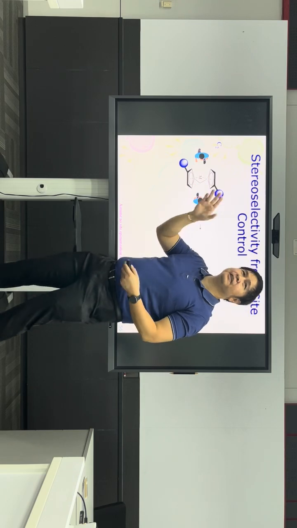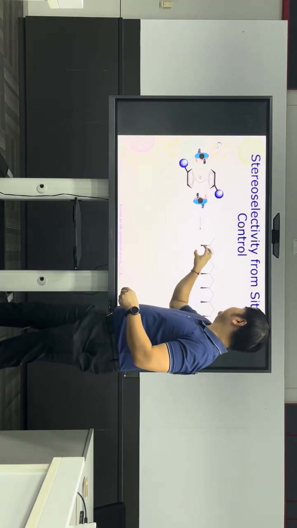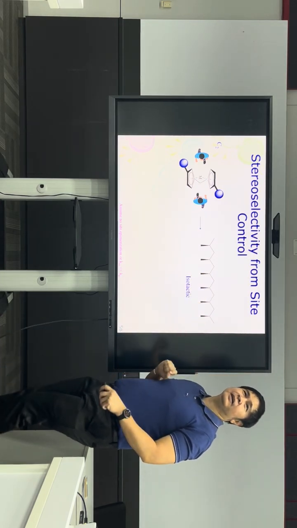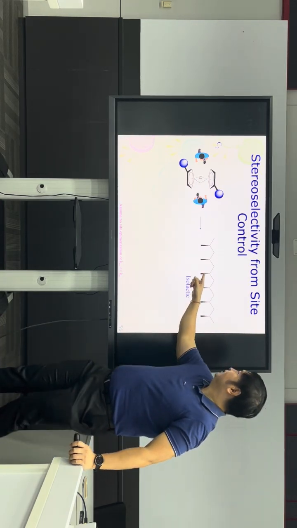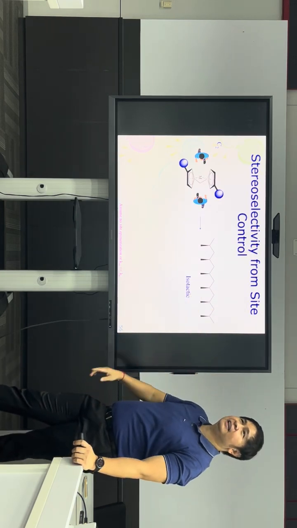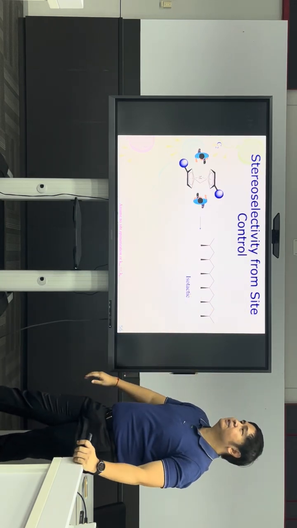So if I transfer to selectivity, it means if this is up, it's going to be up, up, up, up, all the way. So when you have methyl groups pointing in the same direction, we call it isotactic. Iso means the same, right? Isotactic polymer.